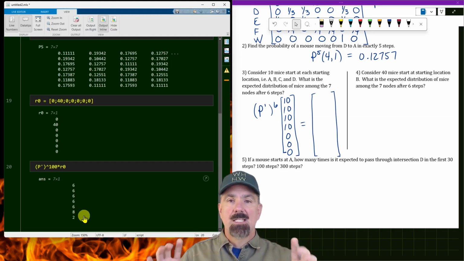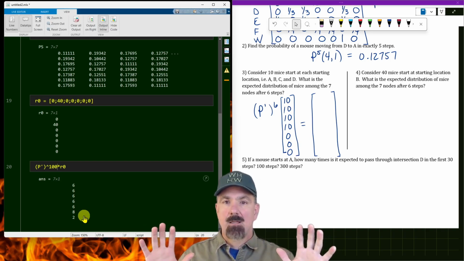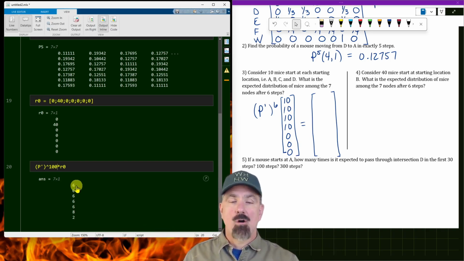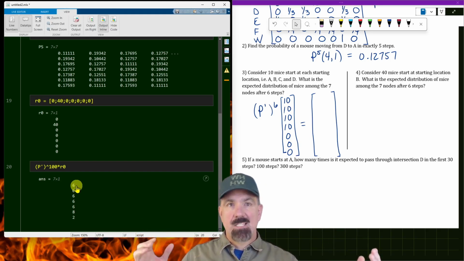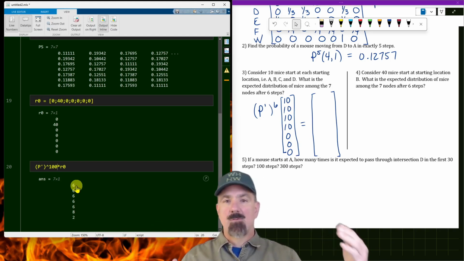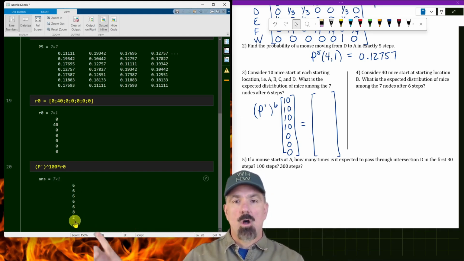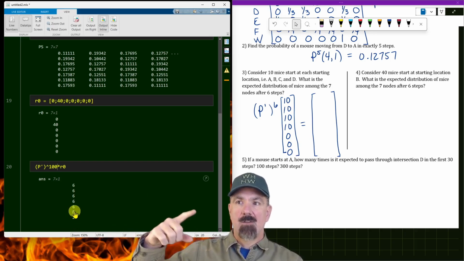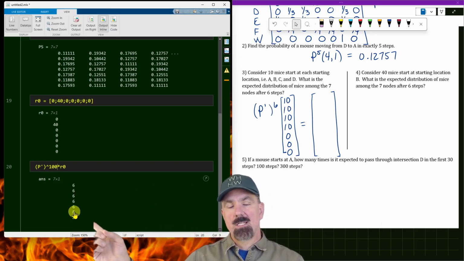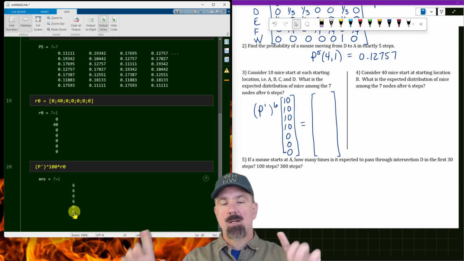Also remember, this is an equilibrium. It's not static. So the 6 mice at A are always going to be leaving on the next step. But we have mice that are going to be coming in from B and from C and from E that are going to make up for the 6 that are leaving. The 2 in W will always be going to F, and then of the 8 at F, 2 of those will be going to W. So it's all in equilibrium, not static.